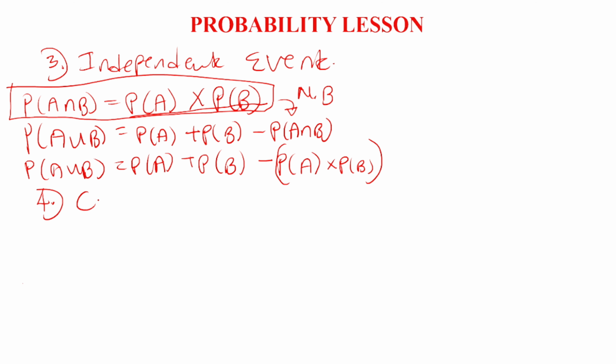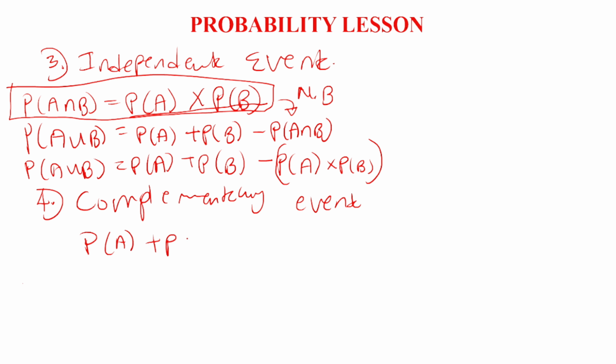Okay, so number 4, we need to know what is known as a complementary event. These are the events that complement each other to get 1. For example, you're going to have probability of A plus probability of not A, it should equal 1.